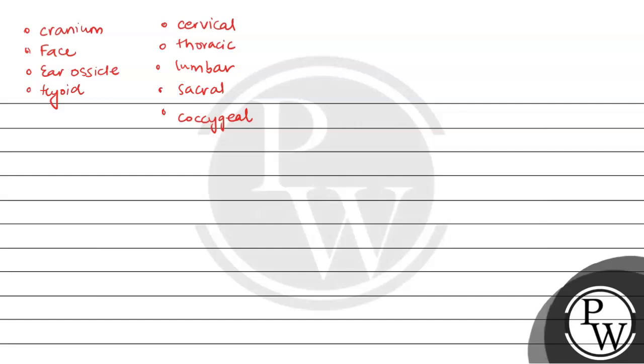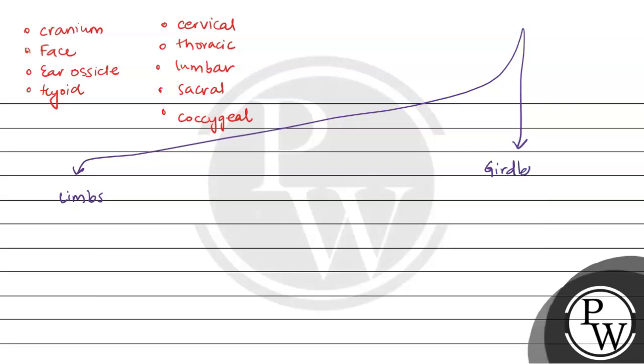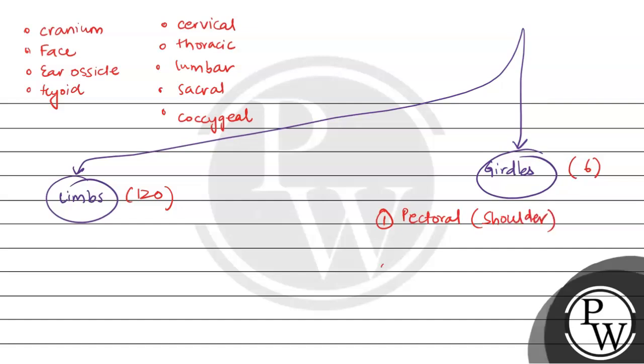So coming to the appendicular skeleton. In the appendicular skeleton, as we said earlier, there are limbs and second are girdles. Limbs have a total of 120 bones present and girdles have 6. Girdles are further divided into pectoral girdle, which is the shoulder girdle, and the pelvic girdle, which is the hip girdle.